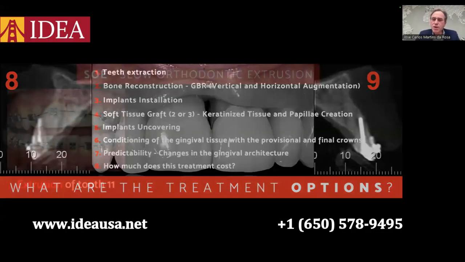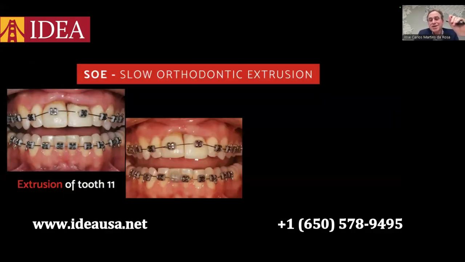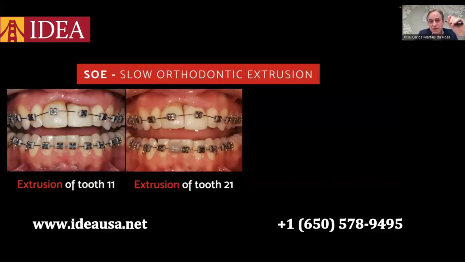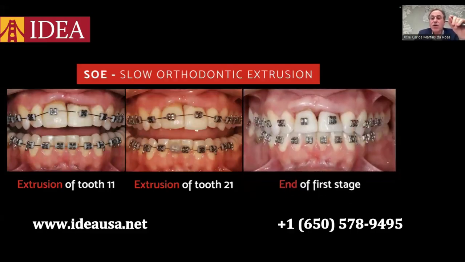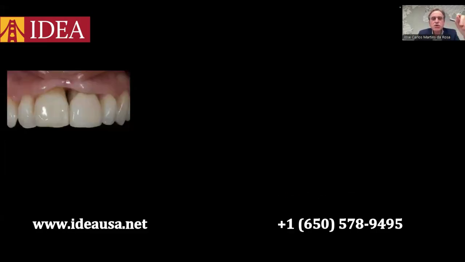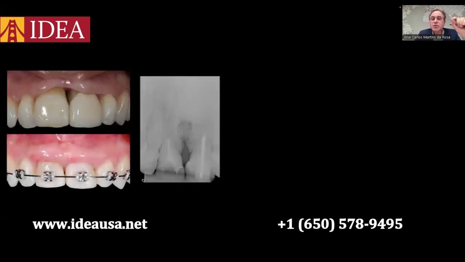First of all, we did the extrusion of the right central incisor. After that, we did extrusion of the upper left central incisor. 9 months since the beginning, we have the end of the first stage. So the orthodontic treatment lasts 1.5 years. But we still have the crestal bone deficiency between these two central incisors. We have a relevant change in the position of the gingival architecture.